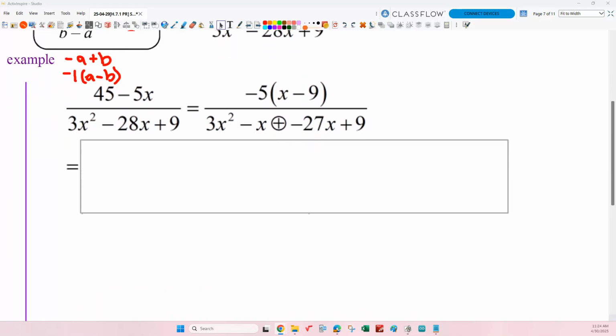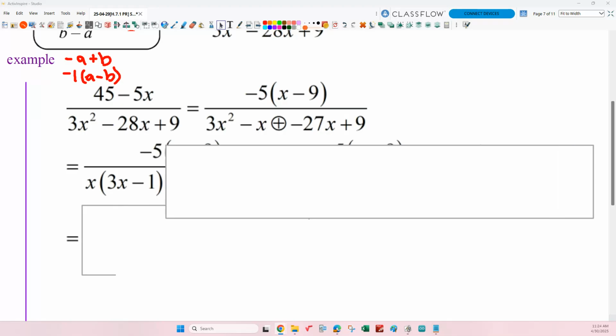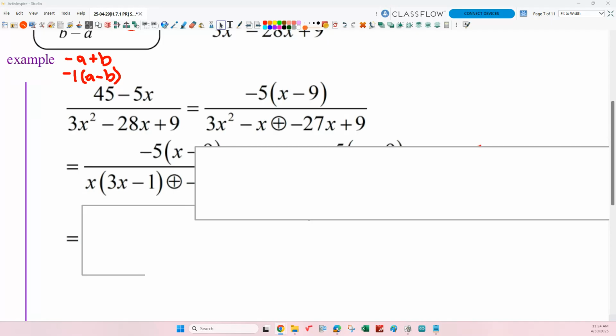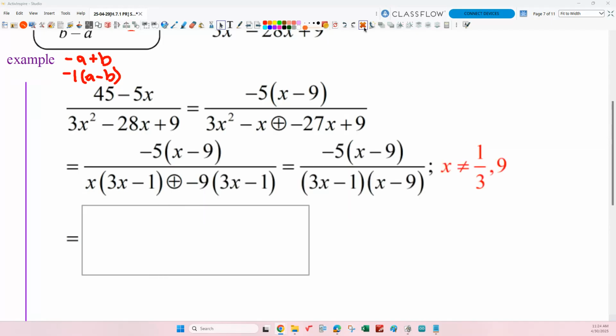Okay, if we use grouping then, what would we get if we simplify the bottom? What could we pull out here? An x. Okay, so then we're just left with 3x minus 1. What about over here? Pull out the -9, yeah. Okay. And then rewrite it. And that's why he pulled out a -5 instead of a +5, because we also have a factor of x minus 9 in the denominator.